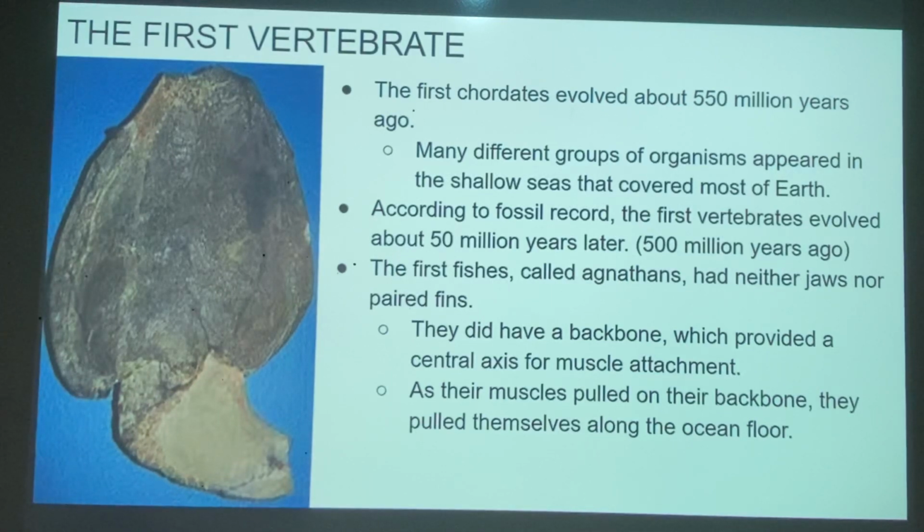The first fishes, called agnathans, had no jaws and no paired fins. You're going to want to star that. The agnathans had neither jaws nor paired fins. But they did have a backbone, which provided a central axis for muscle attachment. And as their muscles pulled on their backbone, they pulled themselves along the ocean floor.